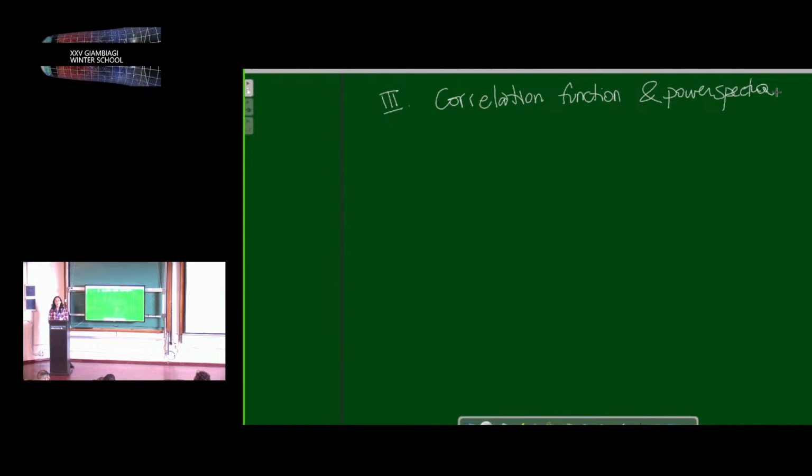So I will now write some basic expressions for correlation functions and power spectra, okay? Let me start by writing these expressions in a universe that is a cube of volume V, then we will take this to infinity, okay? And I will start with a cube of volume V with periodic boundary conditions, okay?